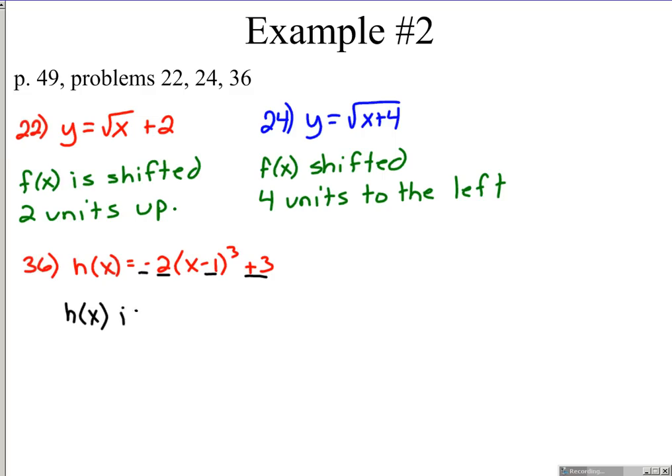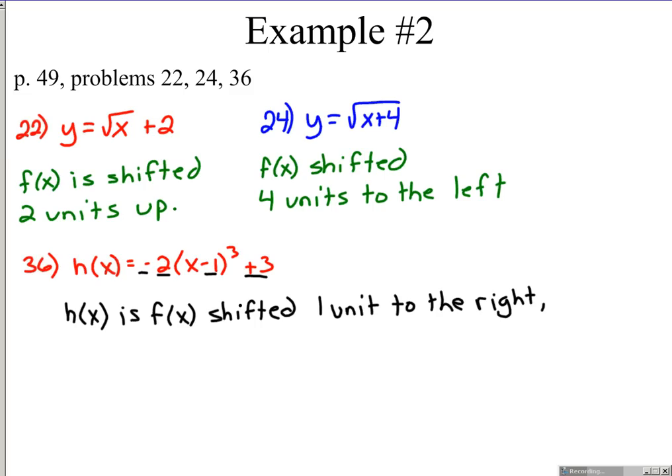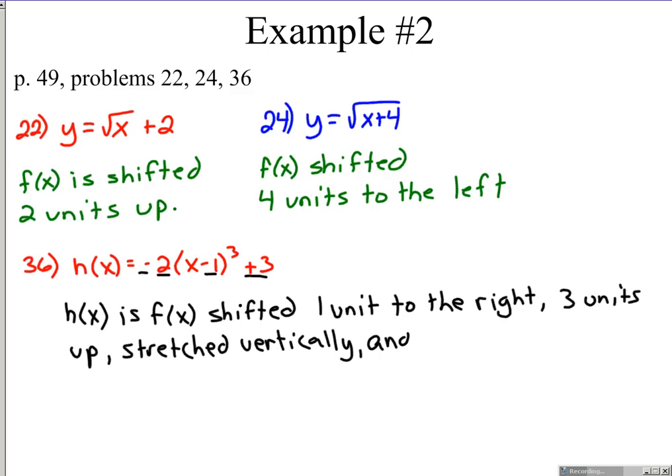H of x is f of x shifted 1 unit to the right, 3 units up, stretched vertically, and reflected over the x-axis.